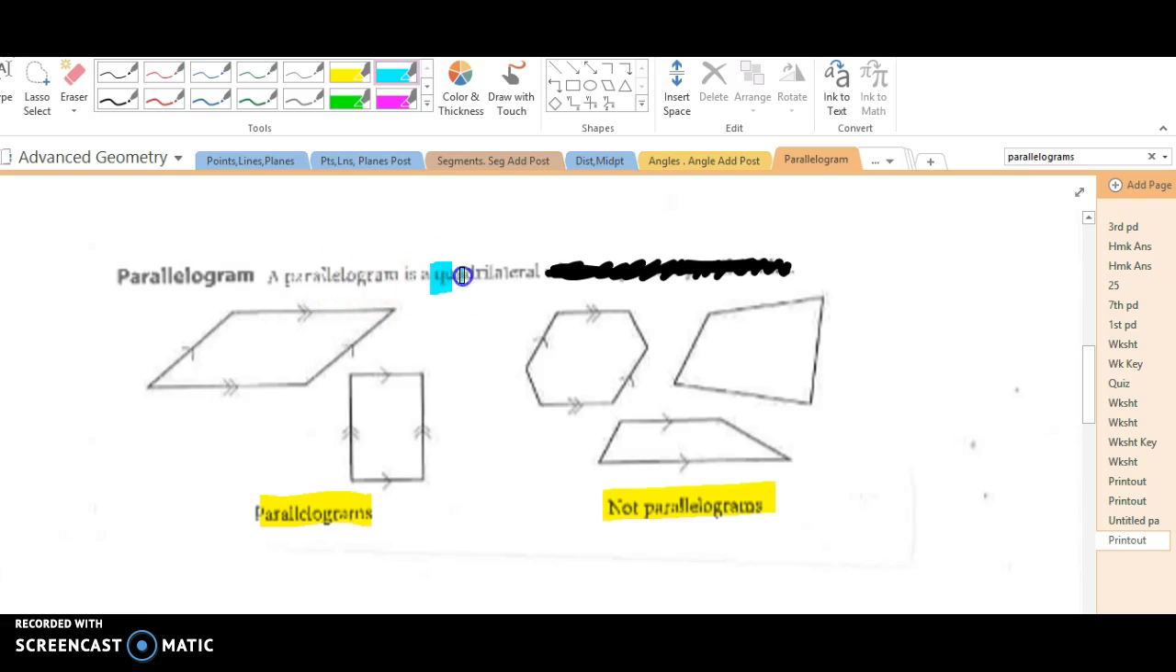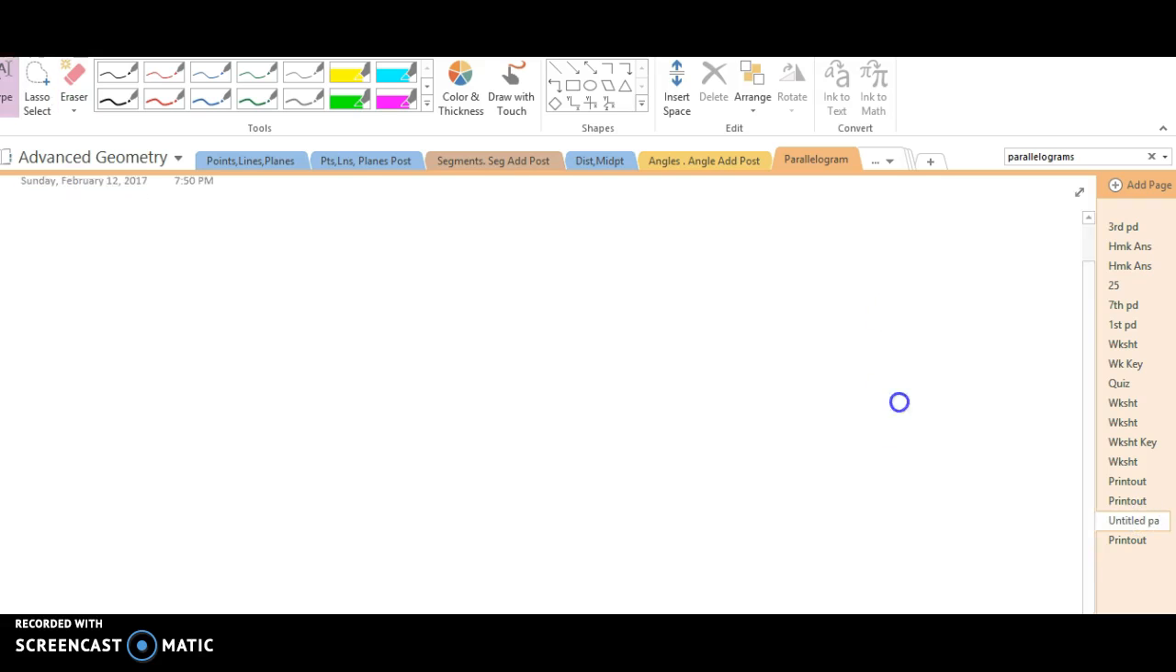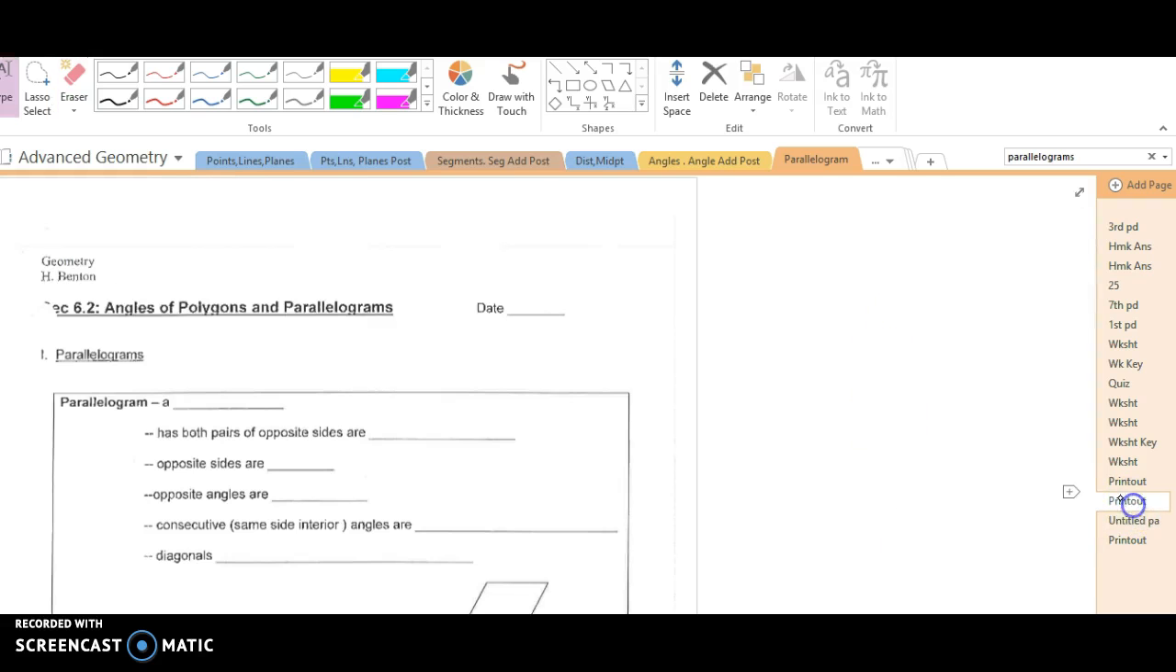A parallelogram is a quadrilateral. So we know that this one is not a parallelogram because it has more than four sides. This one's a quadrilateral though, and this one's a quadrilateral, and they are not parallelograms. So if you haven't already figured it out, you have to have two pairs of parallel sides, right? Two pairs of parallel sides. All right, so let's dive into our notes.